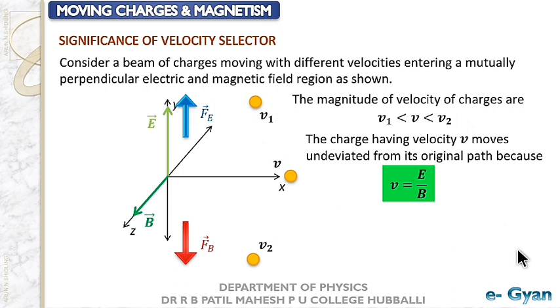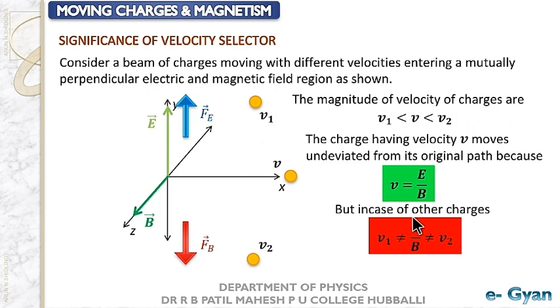Further, what about the other two? In the other two cases, these two values are not equal to the ratio of electric field by magnetic field. So if this ratio does not match the velocities, then those particles will get deviated. The slower charged particle will go along the electric field direction. The faster particles will be affected by the magnetic Lorentz force. That's why they bend towards this direction. And the one which matches the ratio of E by B will go undeviated.